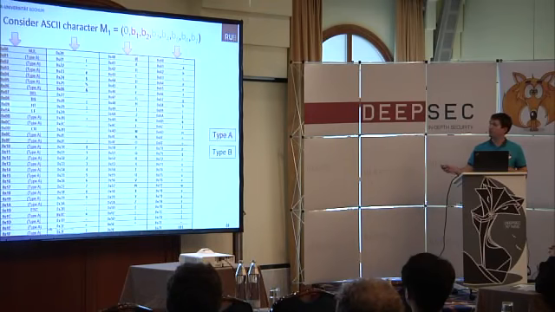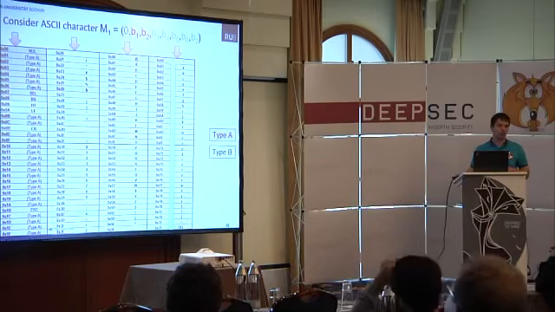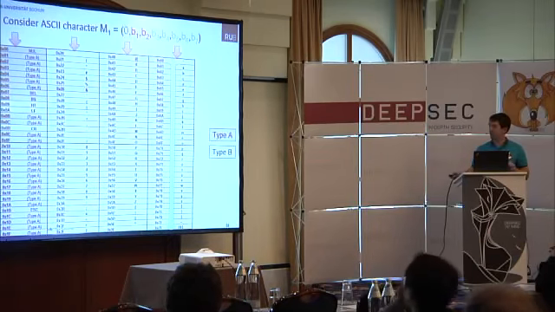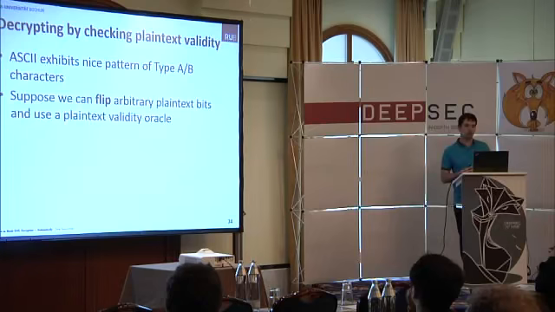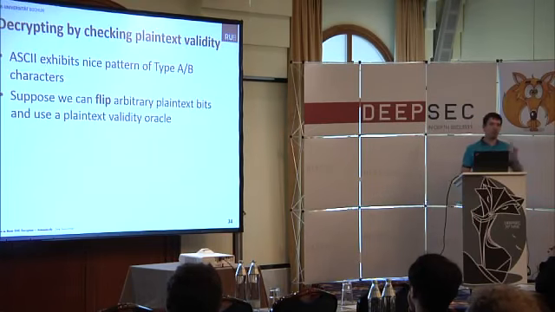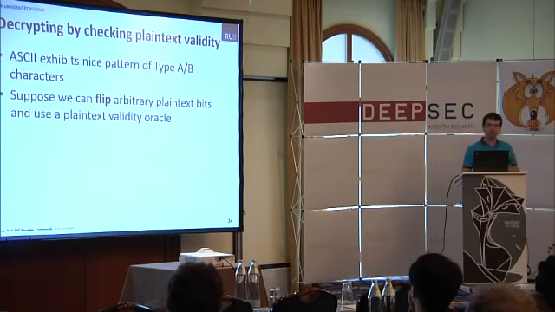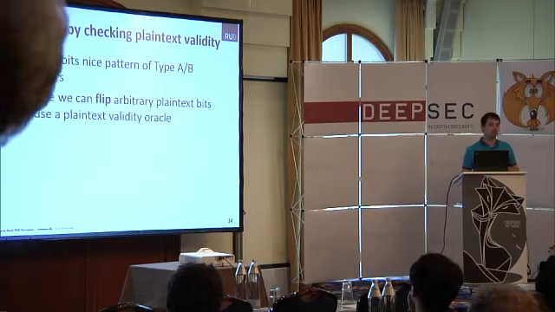And bits 3 to 7 say in which row we are exactly, if we encode it. So ASCII exhibits a nice pattern of type A and B characters, as we could see, so this valid and invalid. And now for a short time, I will describe later why it is possible, suppose we can flip arbitrary plaintext bits. And we can use it as this plaintext validity oracle.